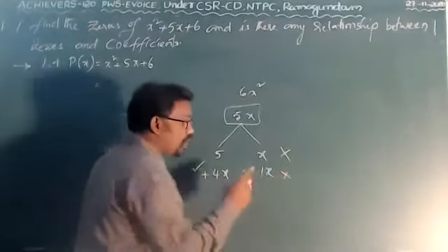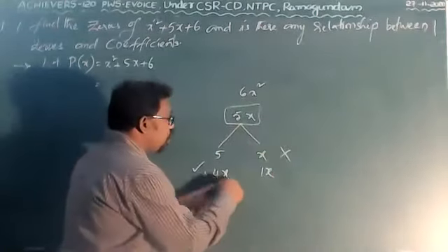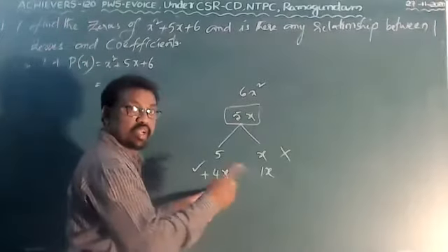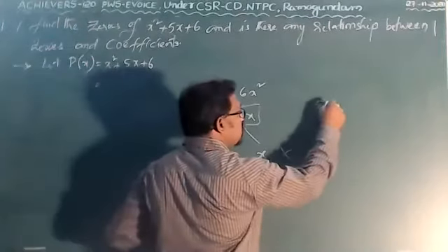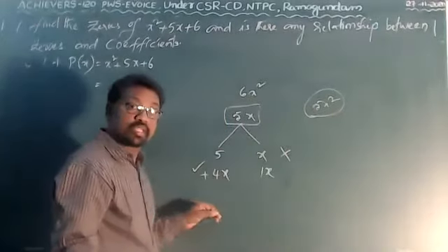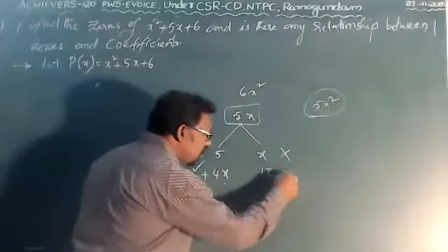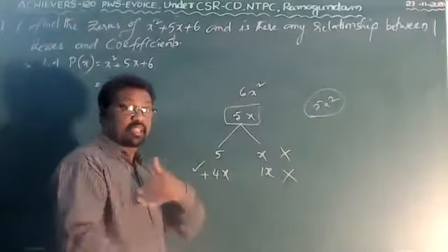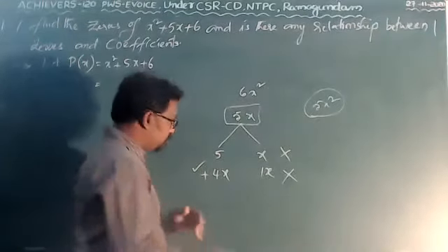Now multiply, the product. 4x into 1x, how much? 4x into 1x is 4x square. But what do you have here? 6x square. That means this is also wrong. Like that you have to find here.